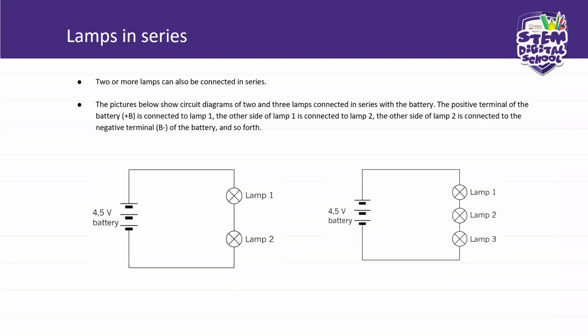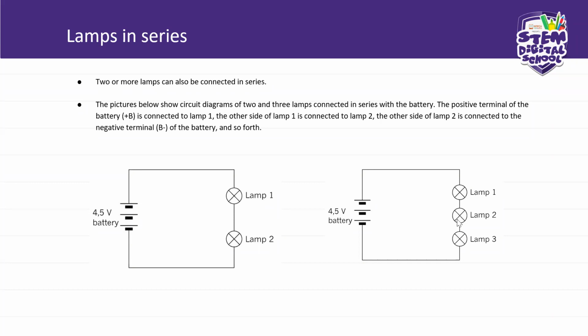So, just a reminder, this is your positive and this is your negative. This is your positive, this is your negative. So this is a series connection. And here you have a series connection of 3 lamps.